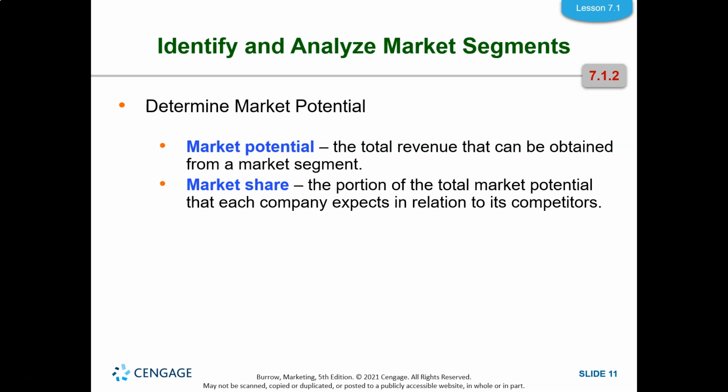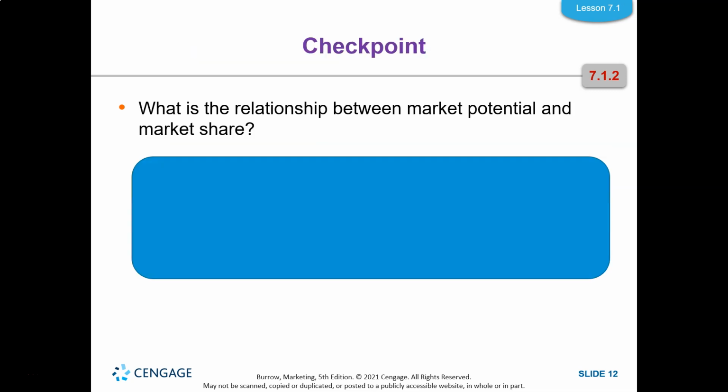Next term would be market share. That's the portion of the total market potential that each company expects in relation to its competitors. So we can take Coke and Pepsi, for instance. They're like the leading companies and have the largest market share of anybody in the soda category. And then you have smaller ones from there, but market share is the percentage of the entire market for your segment.